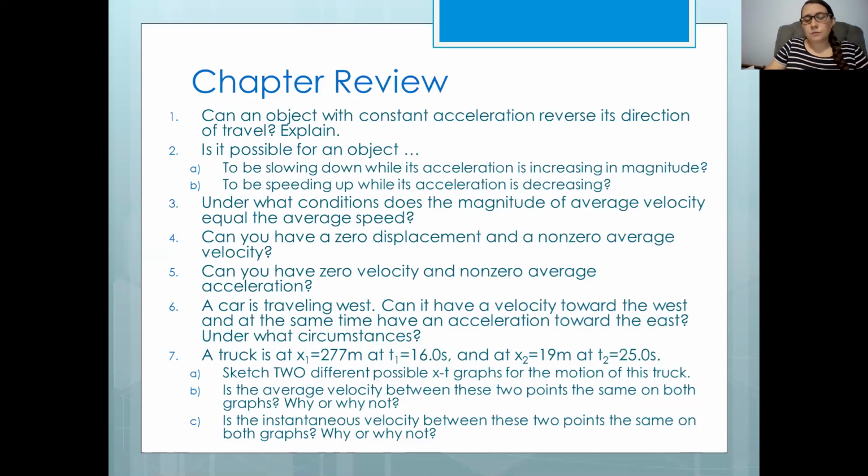And keep in mind too, that these chapter review questions are taken from the chapter review in the textbook, which is where homework questions and quiz questions are also often taken from. So these would be pretty typical of the homework questions or quiz questions that you might see in Physics 1.